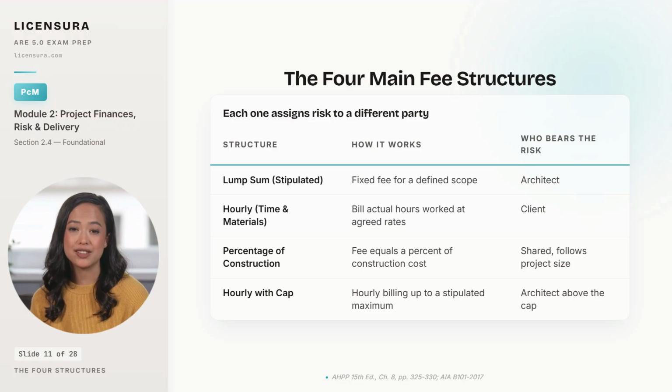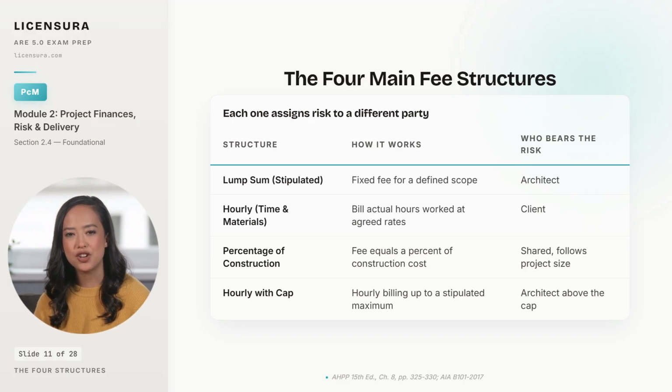Percentage of construction sets the fee at a stated percent of construction cost, so the fee floats with project size. That splits the risk in a peculiar way because the architect gets paid more when construction costs go up, but doesn't necessarily do proportionally more work. Hourly with cap is a hybrid. The client pays for actual hours up to a stipulated maximum, and above the cap, the architect absorbs every additional hour.